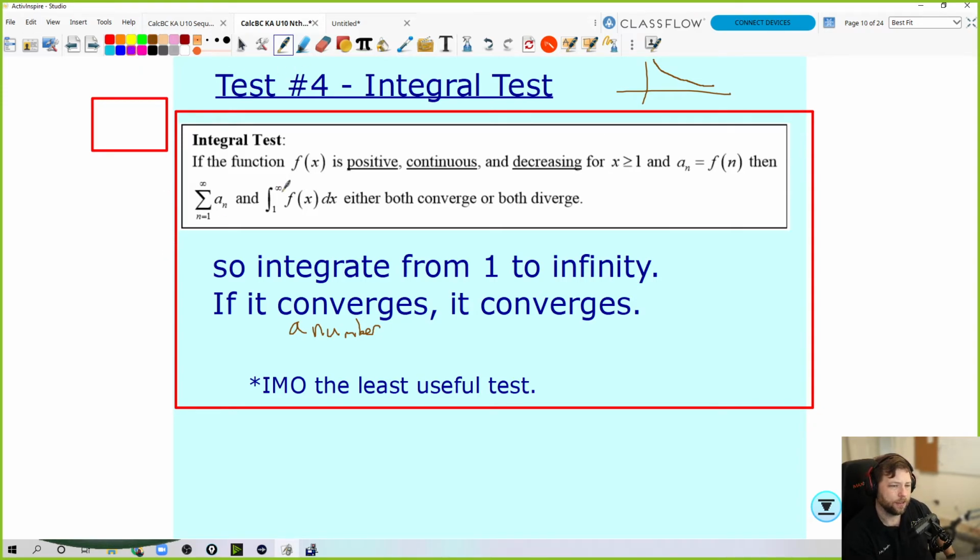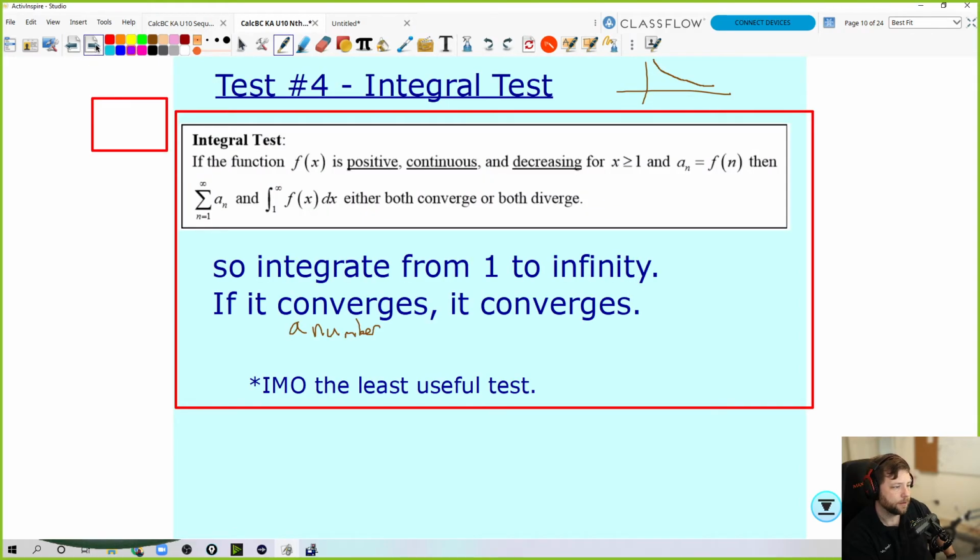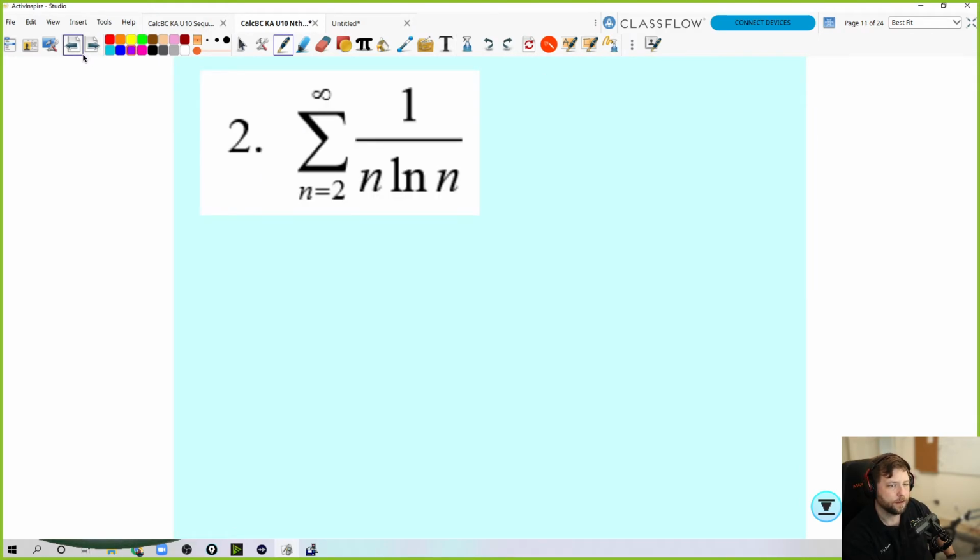So, okay, that means we integrate this. Great. Well, what's a for example of that? Hopefully you got this. Here's a for example. What about this one? If I looked at this.